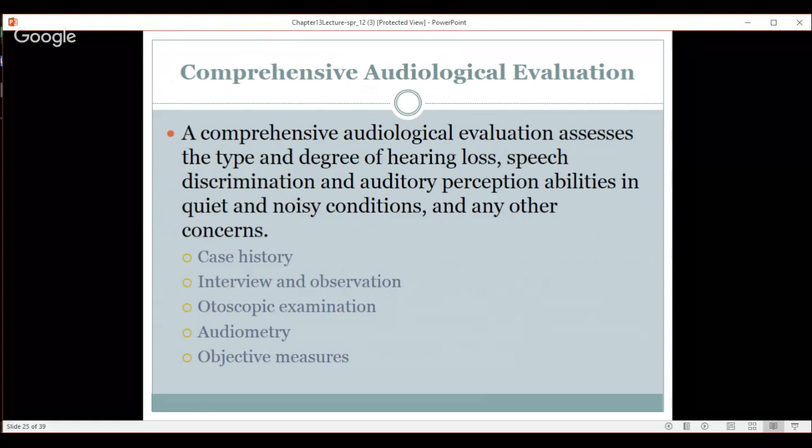Then an otoscopic examination. The purpose of this would be to detect any abnormalities in the structures and to ensure a clear external auditory canal prior to testing. So it's an important tool for studying the characteristics of the tympanic membrane. It can reveal whether there's negative pressure behind the membrane, whether the middle ear is inflamed, and whether there is fluid in the middle ear.